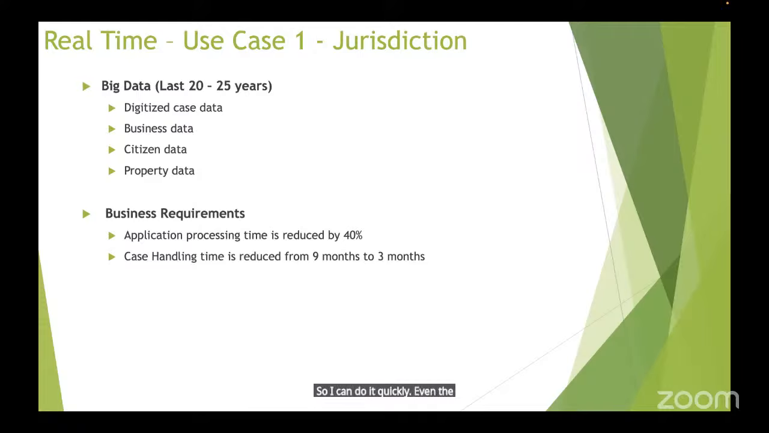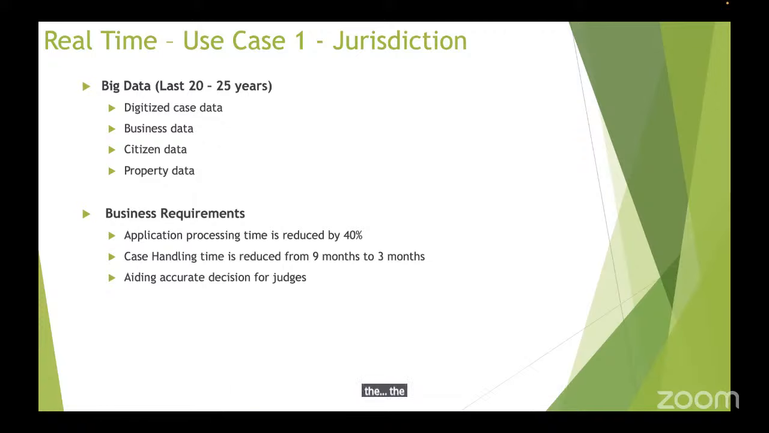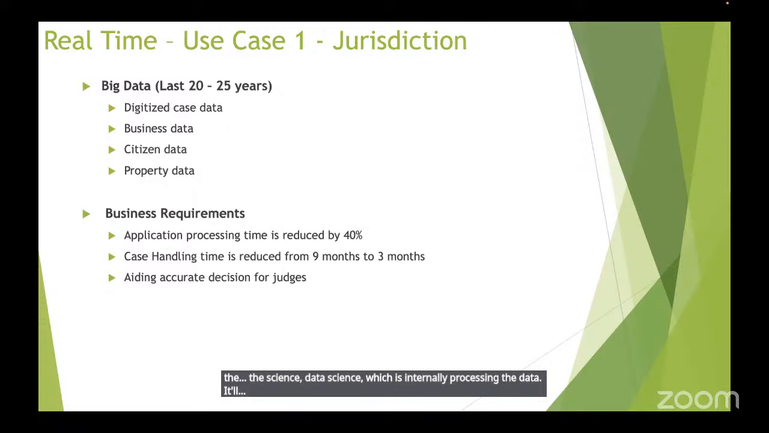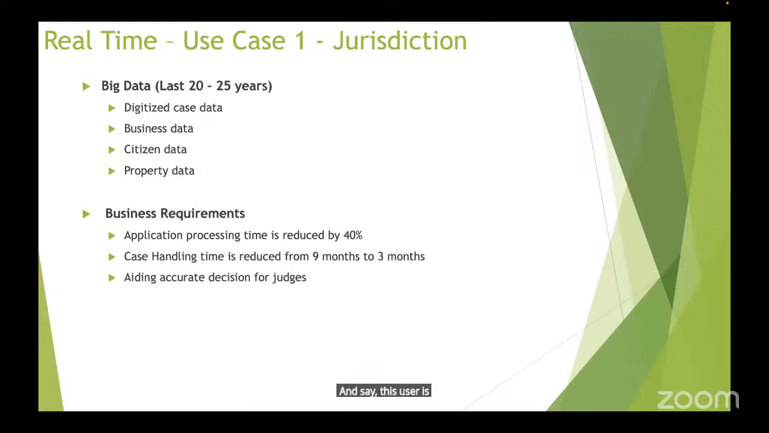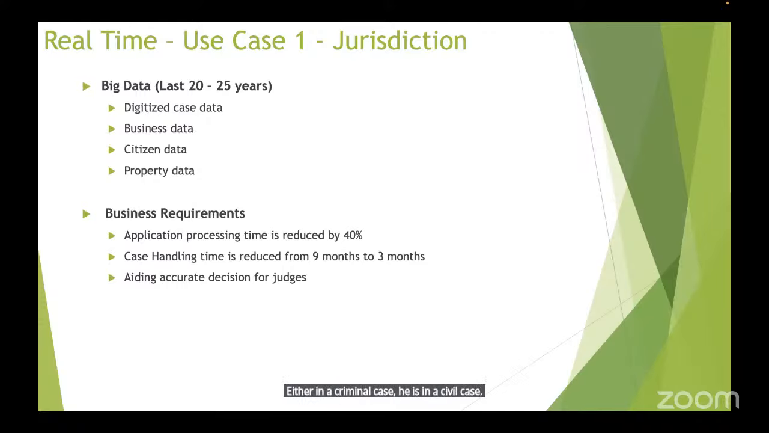Even when the judge takes the decision, it helps them take more accurate decisions. If a judge reviews a case with an applicant, the data science, which is internally processing the data, will give the judge all the information about this user, and say this user is already in another case. He is in a criminal case, a civil case, a property case. These are the case details available, and he can click and see the details. So giving the judges a consolidated view to take an accurate decision is very important.